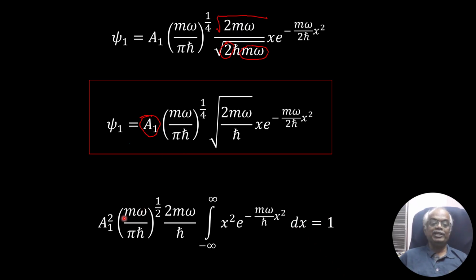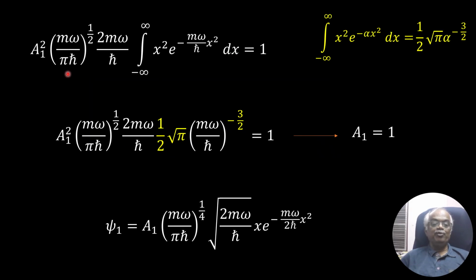So we have to find A1 and substitute it here. That gives psi 1, and we will get the normalized wave function of the first excited state. Now we got this relation. Our ultimate aim is to find this A1. Now we have to carry out this integral.